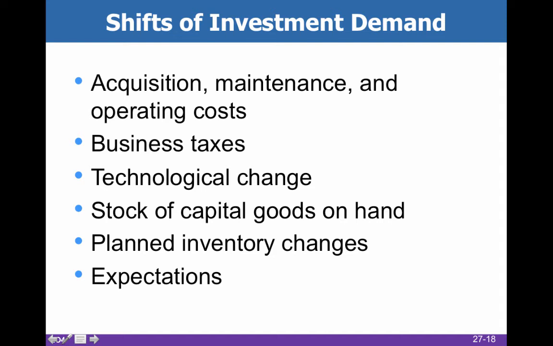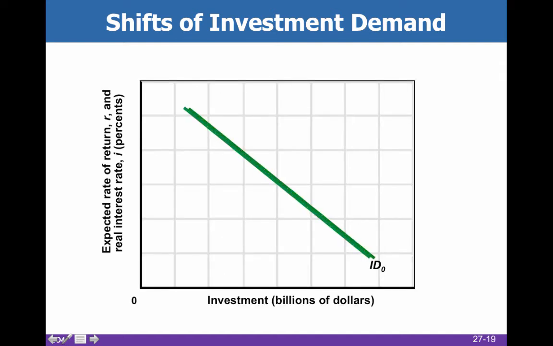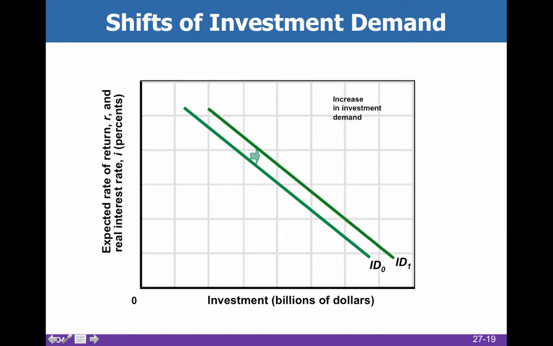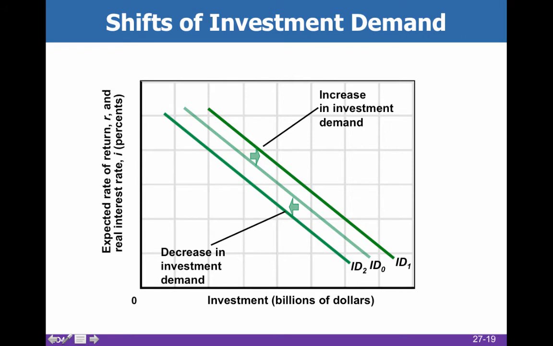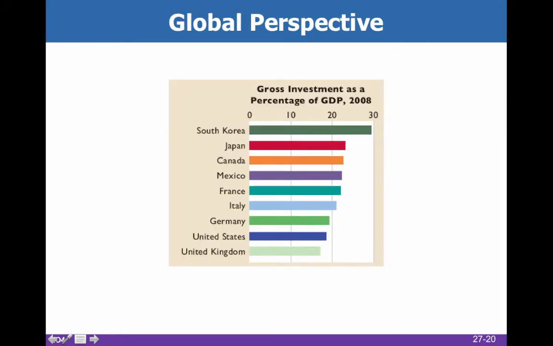So these are some things that can shift the investment demand. You can pause and take a read. And here's what the investment demand shifts will look like. Just it'll move to the right or it'll move to the left. So you can see who's doing the investment as a percentage of GDP. You've got South Korea leading the pack there.